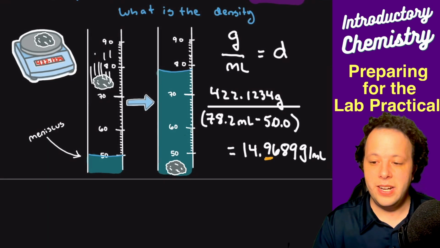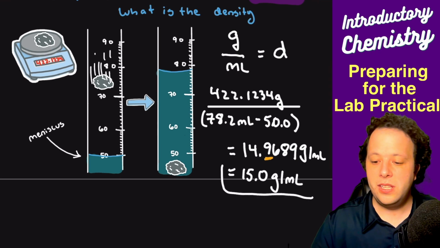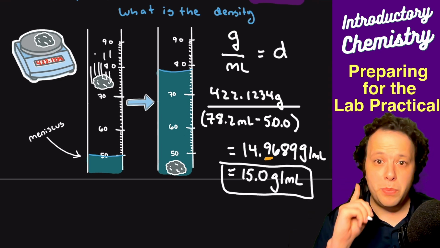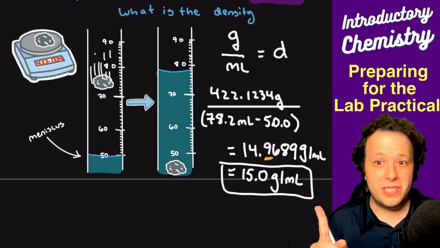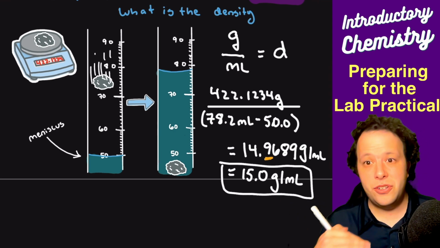So right under the 9 here, what it's going to be is 15 grams per milliliter. And I include my units. You box off your answer so that your professor can find it easily. That way it shows your work.